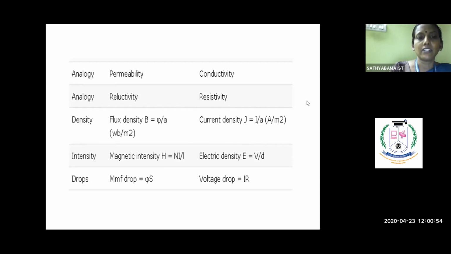In magnetic circuit, flux density is equal to flux per area. Current density in electric circuit is equal to current per area. Magnetic field intensity H is equal to Ni by l. Ni is called MMF per unit length. And electric field intensity E is equal to voltage per distance. And MMF drop is nothing but your Ohm's law: MMF is equal to flux into reluctance here, and voltage drop V is equal to I into R.